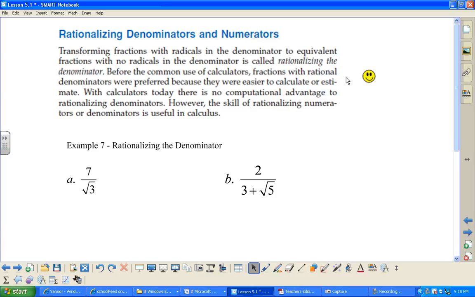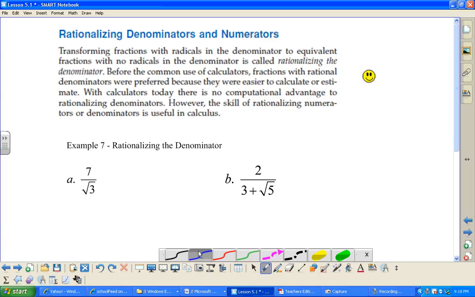Before the common use of calculators, fractions with rational denominators were preferred because they were easier to calculate or estimate. With calculators today, there is no computational advantage to rationalize the denominators. However, the skill of rationalizing numerators or denominators is useful in calculus.